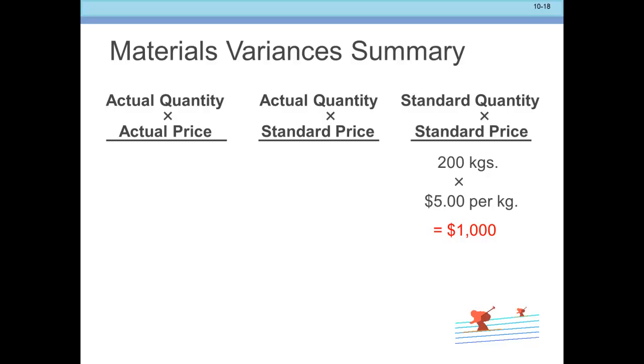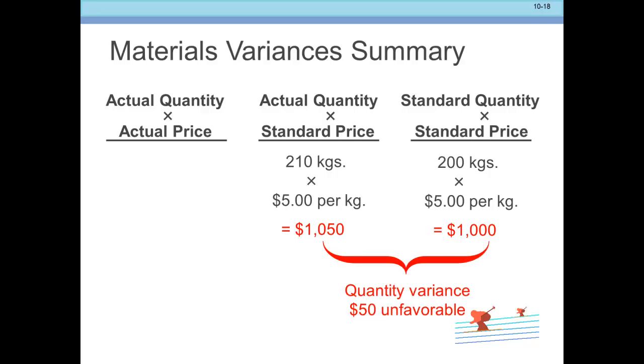Actual quantity used was 210 kilograms, so we multiply that by the standard price of $5 per kilogram to give us $1,050. The difference between the $1,000 and the $1,050 is called the material quantity variance. It's the difference between the quantity of materials used in production and the quantity that should have been used according to our standard. It's $50 unfavorable. The quantity variance is unfavorable because the actual quantity exceeds the standard quantity allowed by 10 kilograms.